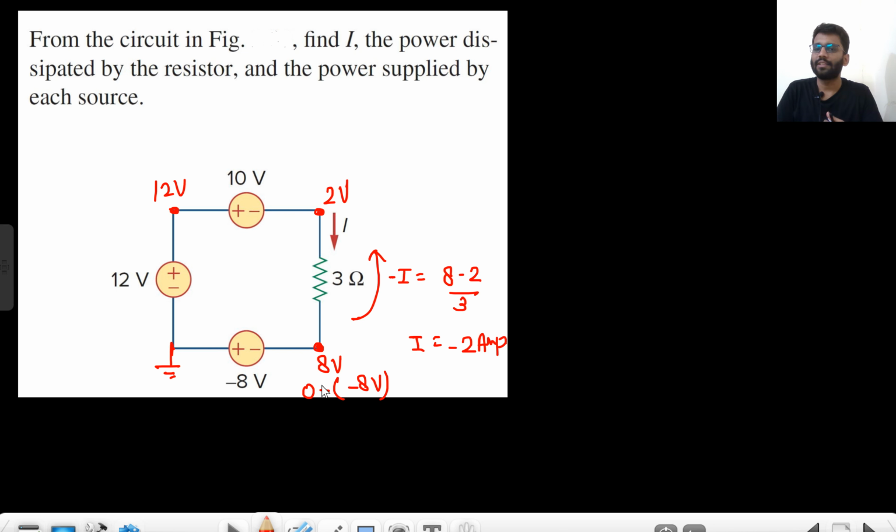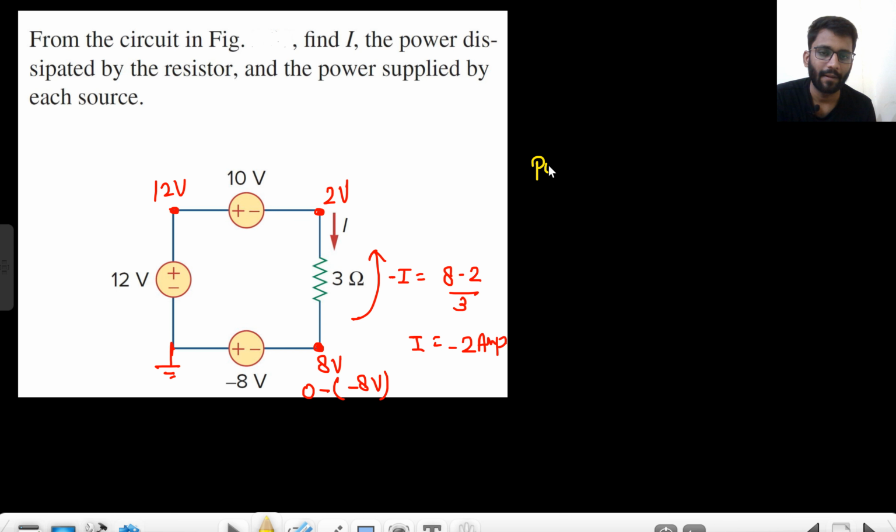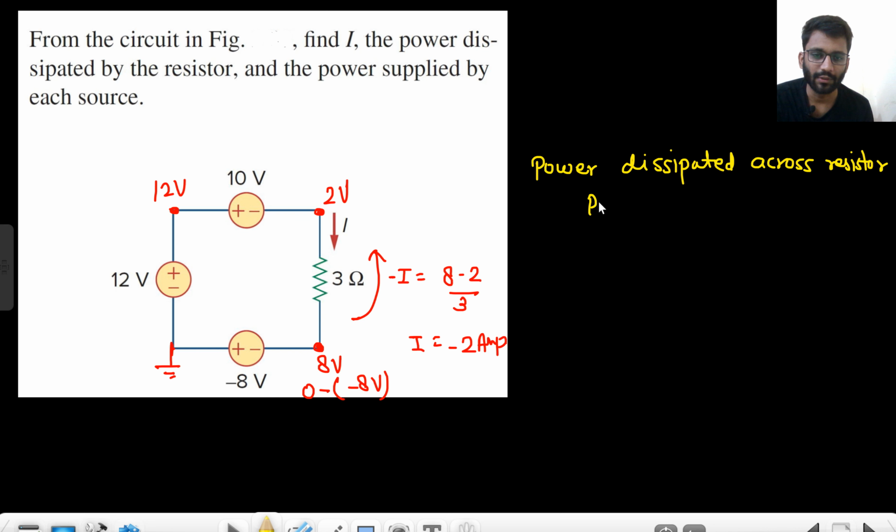Okay. So what is the power dissipated across the resistor? What will be that value? P is equal to I square R. What is the value of I? I square, 4, into R is 3. That means 12 volt.